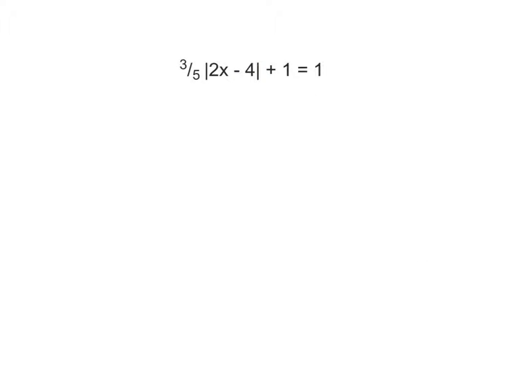Okay, one more example with our little jail scenario here. So my prisoners are 2x minus 4, and we've got some visitors here that we need to get rid of before we can talk about them getting out of jail. So subtract 1, and I've got 3/5 times absolute value of 2x minus 4 equals 0. And then this is something I just wanted to show you. I don't know if you remember, to get rid of a fraction like this, you can divide or we can multiply by the reciprocal.